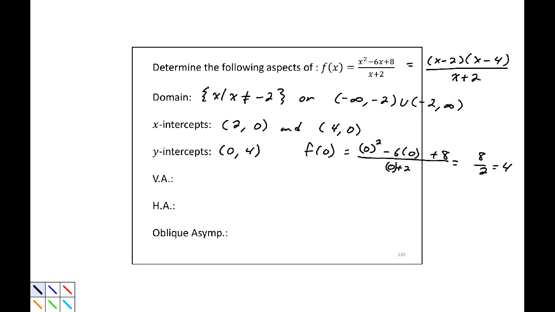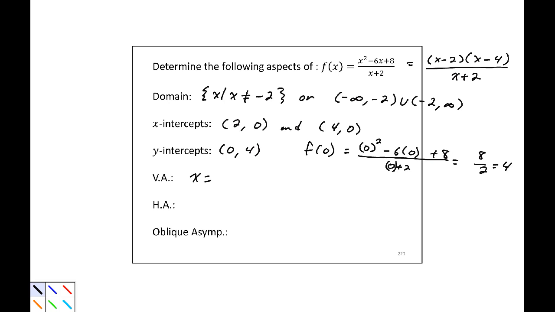Now, going back to our factored form, there are no factors that cancel. Because no factors cancel, we have a vertical asymptote at x equal to negative 2. If something canceled, we would do that and then determine it based off of our denominator. Where our denominator is 0 is where our vertical asymptote is when factors do not cancel.